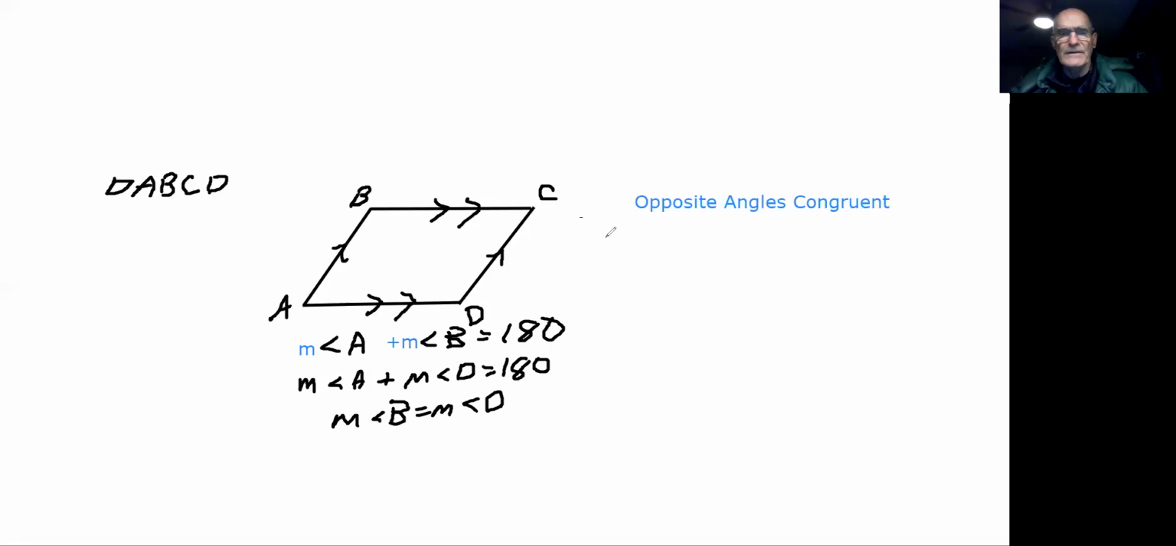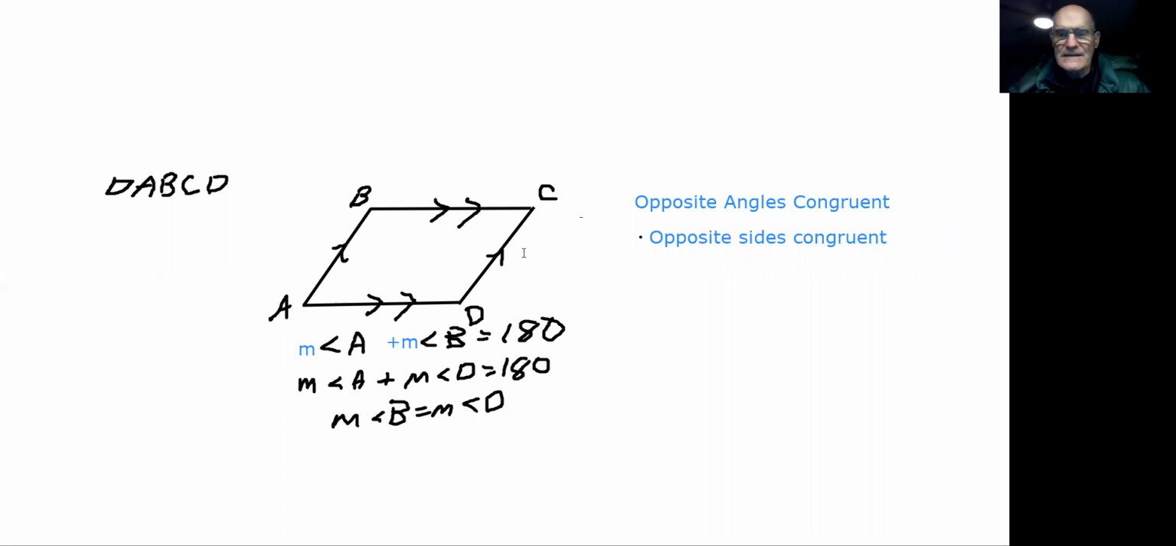Now, the next thing that we have is that the opposite sides are congruent. And the way we can prove this, we will prove a couple of things at once here. Let me just write down the other things. The opposite angles are congruent. The opposite sides are congruent.